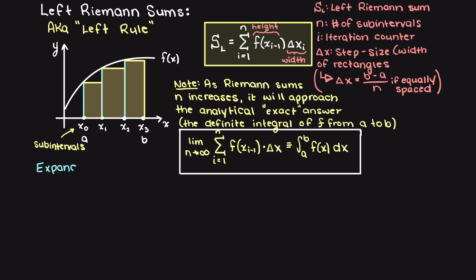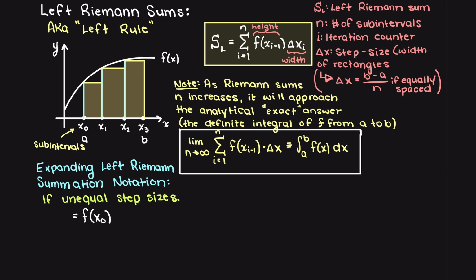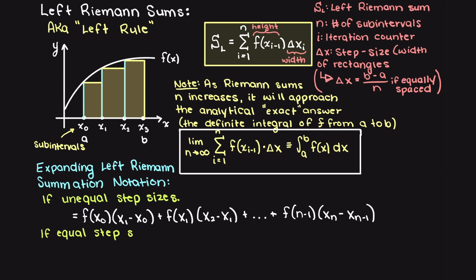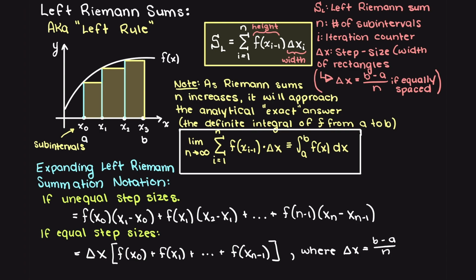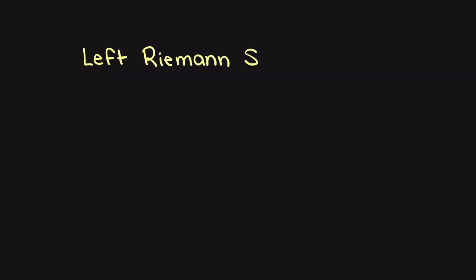I will now write out the equation for left Riemann sums if we have unequal step sizes here. Meaning if our rectangles are differing in size, we will use this equation. If all of our rectangles are taken to be the same width, then we can condense the formula by factoring out our delta x term, since all of these terms share that value. Usually this is written like so, where delta x is simply (b - a)/n, where b is our upper limit of integration, a is our lower limit of integration, and n is our number of segments.